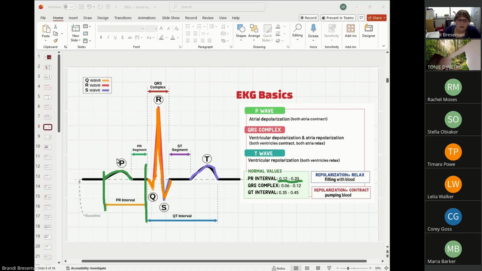Okay. The next thing that we're going to measure is our QRS complex. Our QRS complex starts at the beginning of our Q wave.